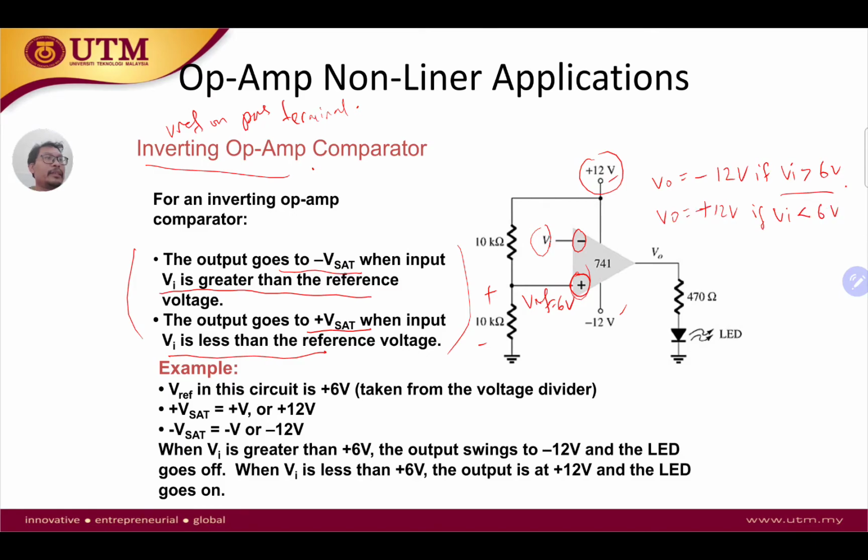So you can see here that if Vi is small, we are going to give a positive output, and if Vi is big, we are going to give a negative output. So it's the other way around, so the invert of the comparator. So you can see here that if Vi is greater than 6, the output is negative 12. If Vi is less than 6, we're going to output plus 12. Okay, and the main characteristic is that we have a positive terminal on the VREF.